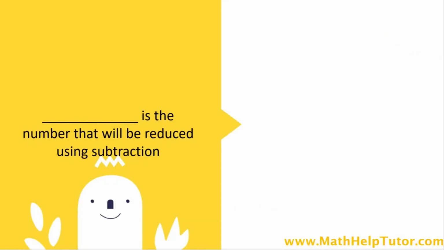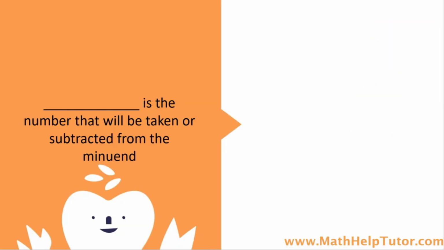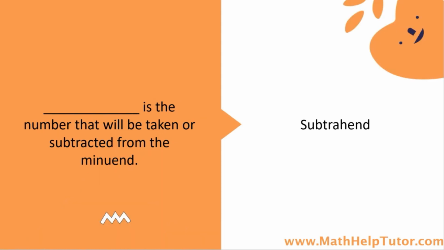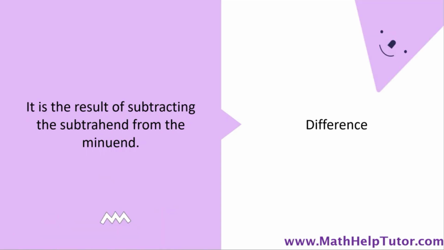Blank is the number that will be reduced using subtraction. Minuend is the number that will be reduced using subtraction. Blank is the number that will be taken or subtracted from the minuend. The answer is subtrahend. Subtrahend is the number that will be taken or subtracted from the minuend. It is the result of subtracting the subtrahend from the minuend. The answer is difference. The difference is the result of subtracting the subtrahend from the minuend.